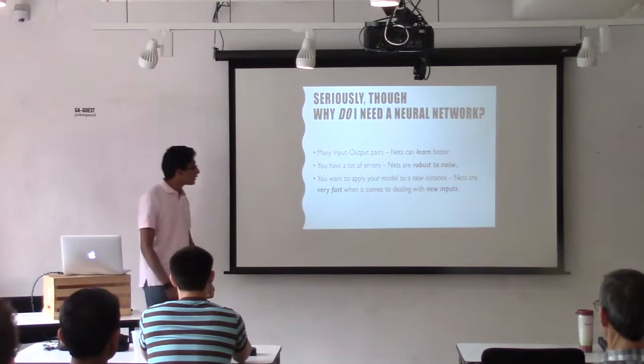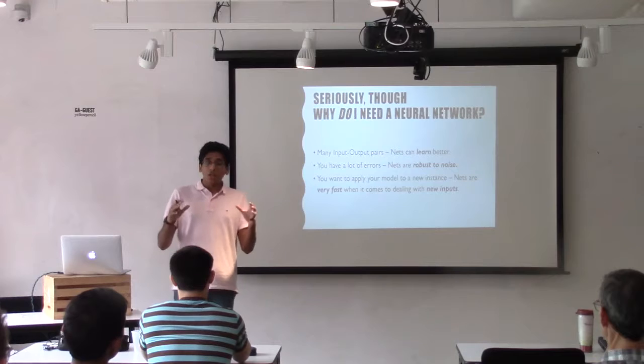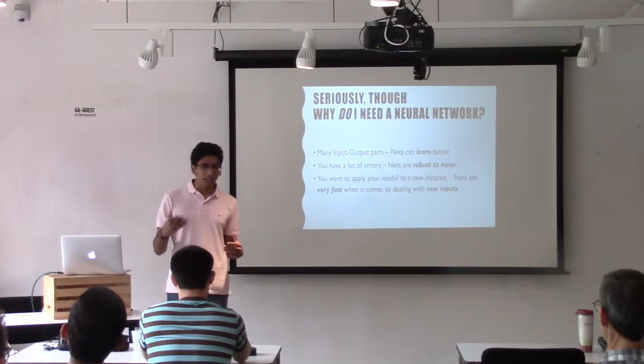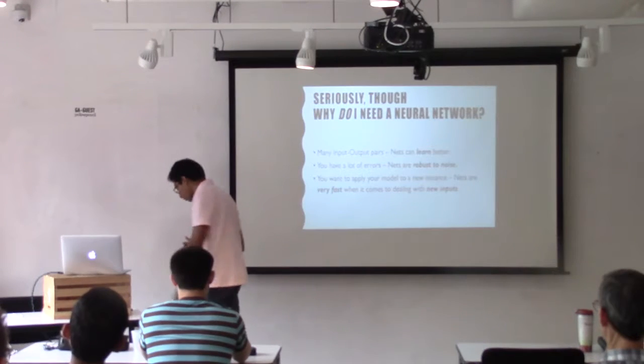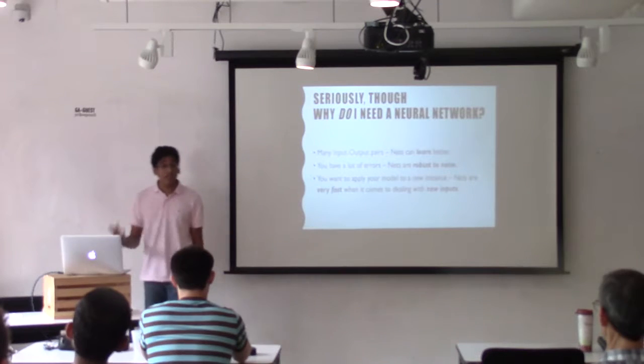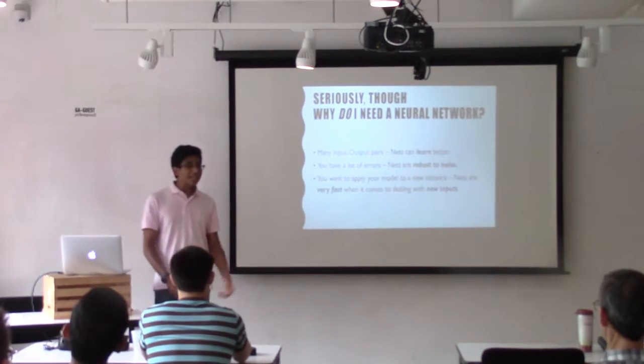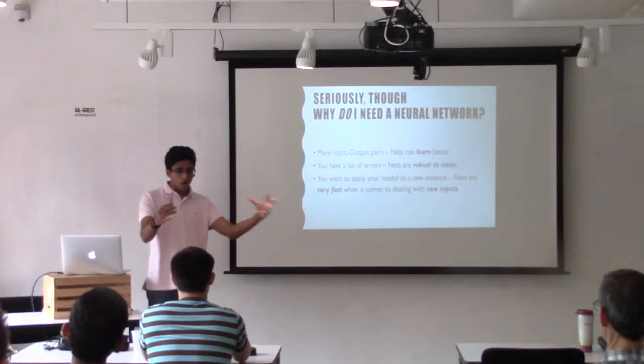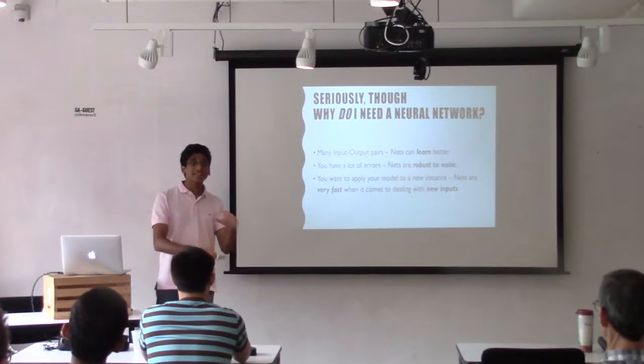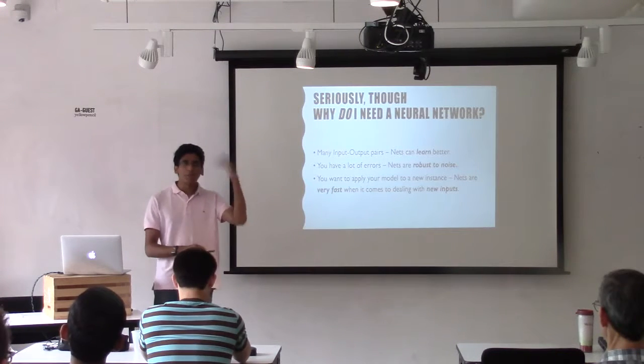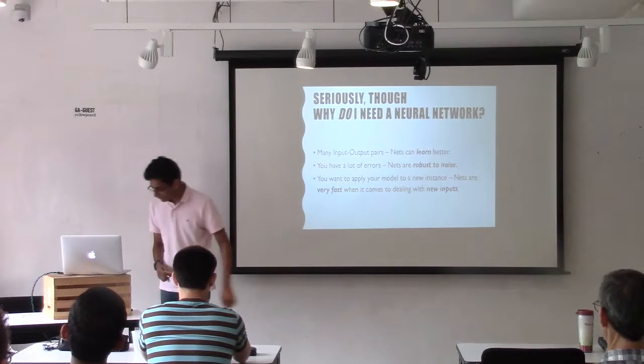And you use a neural network when you want to apply your model to a new instance really quickly. That's why neural networks are used in things like automated cars, for example, because it can look at a new situation, a new combination of cars on the road that it has never seen before, and just spit out an answer. Oh yeah, turn left.